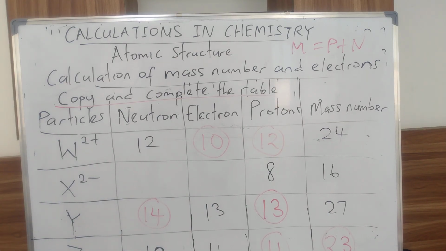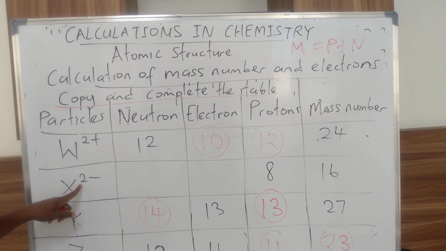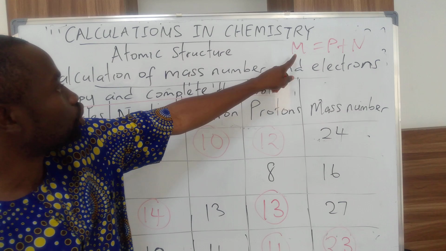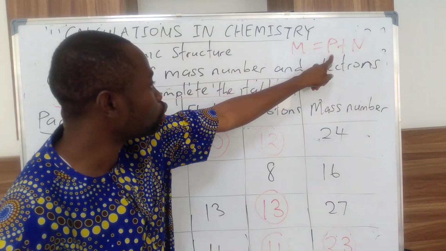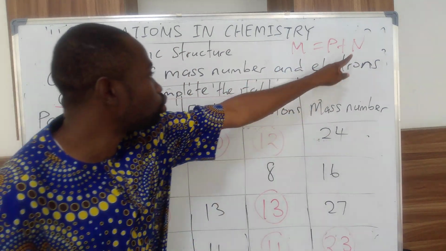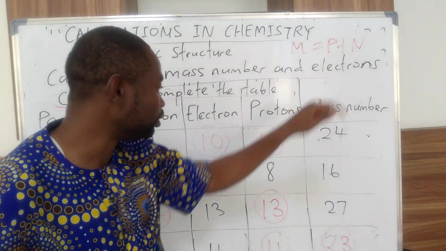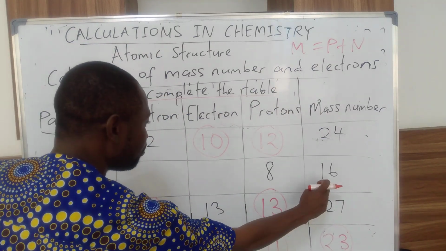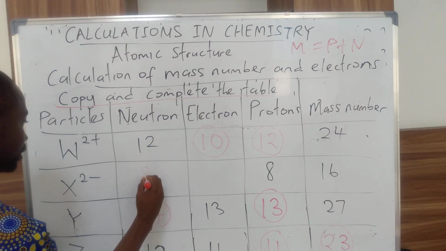Don't forget, this is a negatively charged atom. Let me start with neutron, using mass number is equal to proton plus neutron. So neutron will give me mass number minus proton. Mass number minus proton, so here will be 16 minus 8. So this answer will be 8.